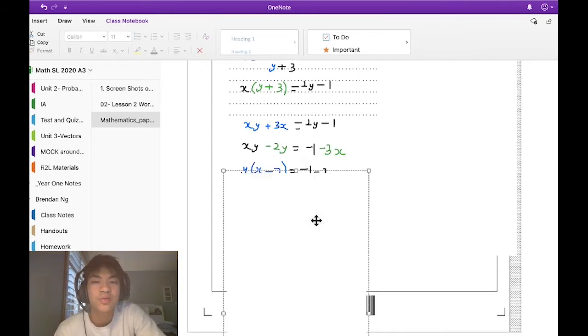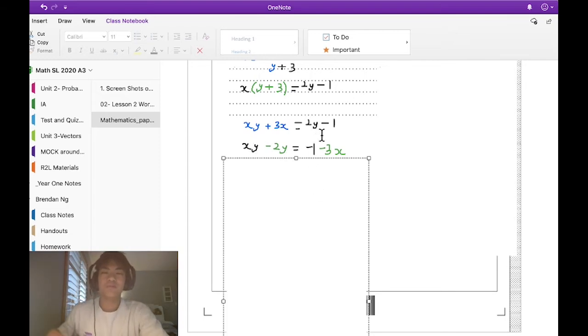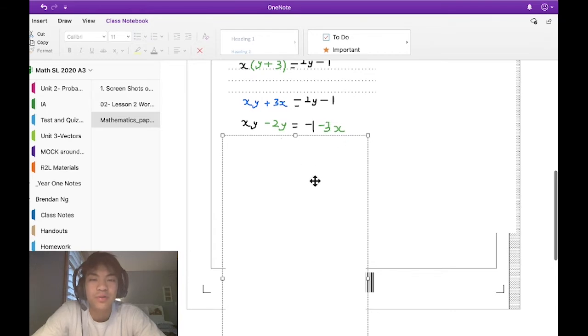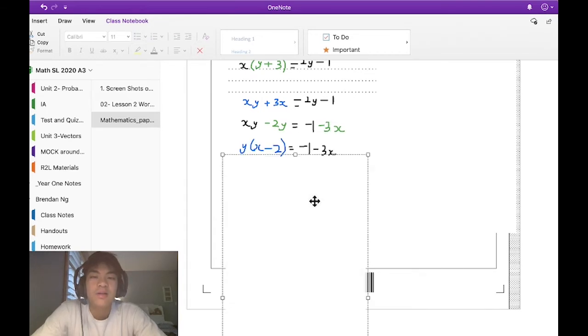Alright, and then next we're going to make sure all the y's are on the same side. So we have xy minus 2y, because we subtract 2y from both sides, and we bring the 3x over to the other side by subtracting as well. So we get xy minus 2y equals minus 1 minus 3x, as you can see in green. And the next step is to factor out the y's.